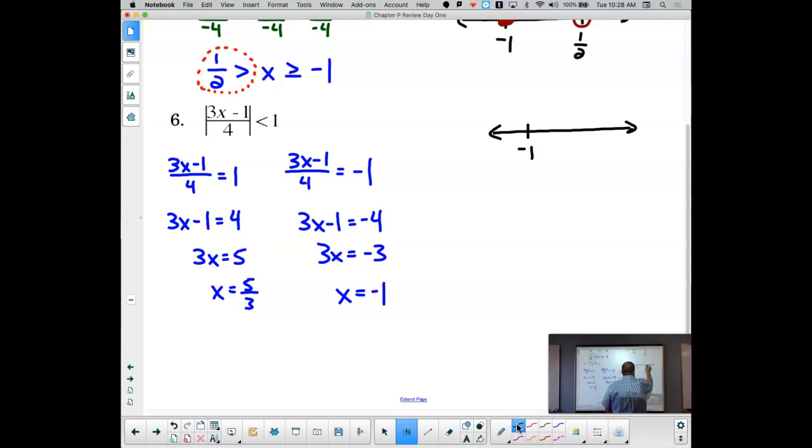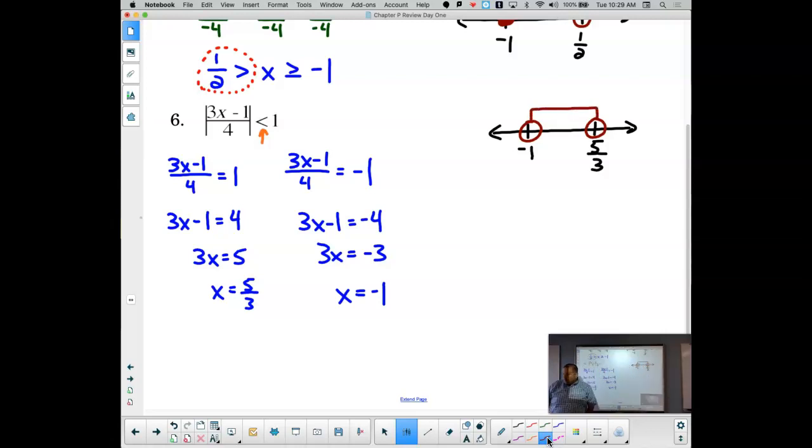Negative 1 and 5/3. Again, I would write them in numerical order on my number line. Because my original inequality was just a less than, that's going to be open dots at both of my two key numbers. Absolute value is a distance, and I want that distance to be less than 1. So that logically tells me that I'm going into the middle there.